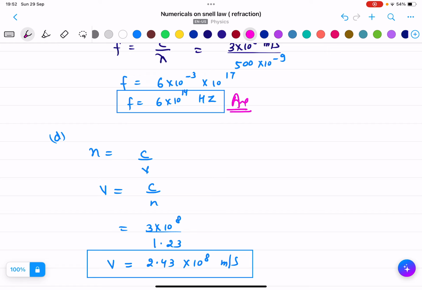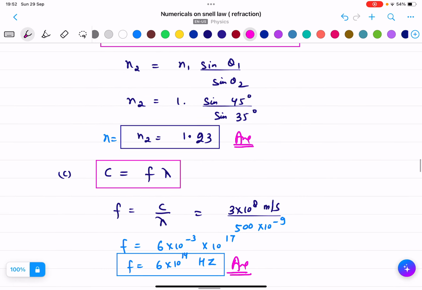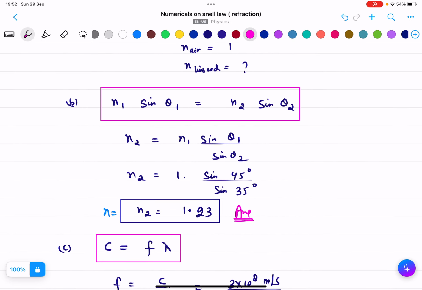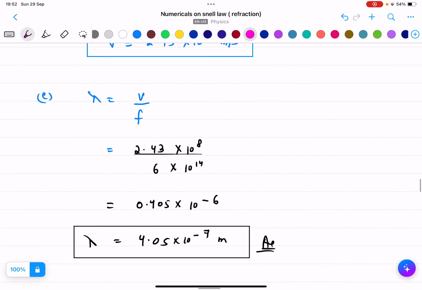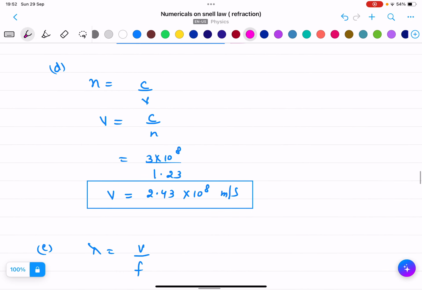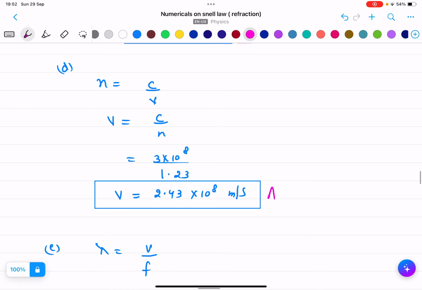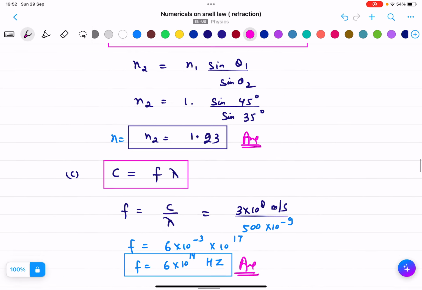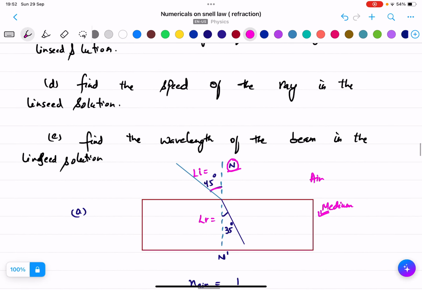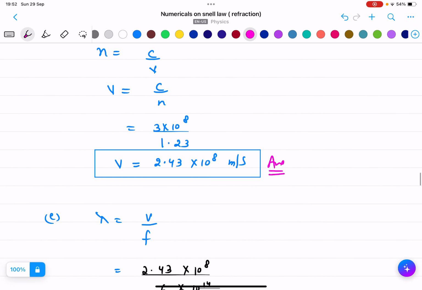So n equals c by v. n is the refractive index which is given to you, 1.23. Check, we already found 1.23. So it is 1.23 and then c is 3 into 10 to the power 8. We put the values and v equals 2.43 into 10 to the power 8 meter per second. So this is the speed of the ray in the medium, as we used in question number one.